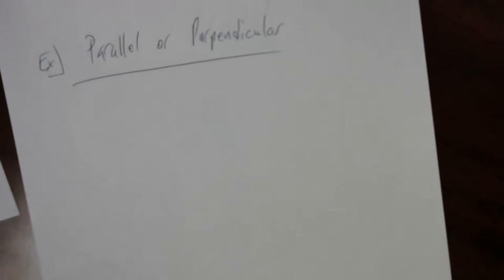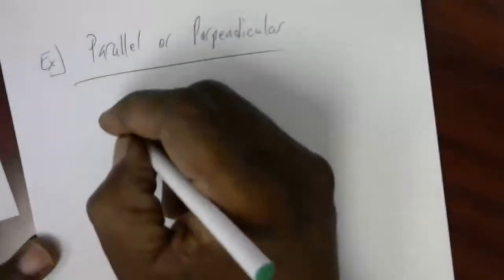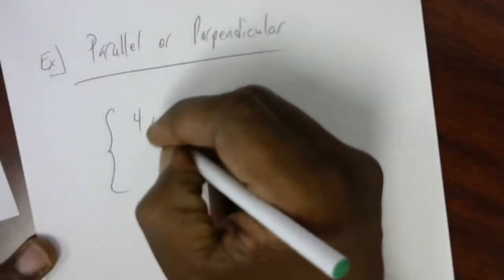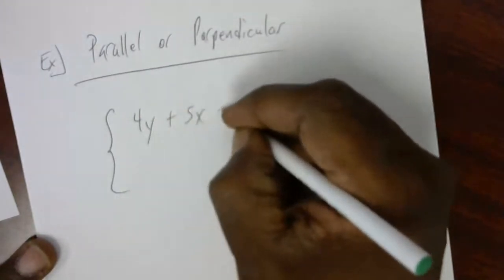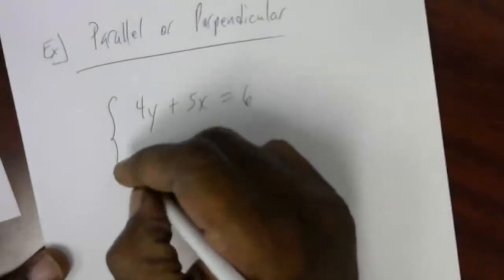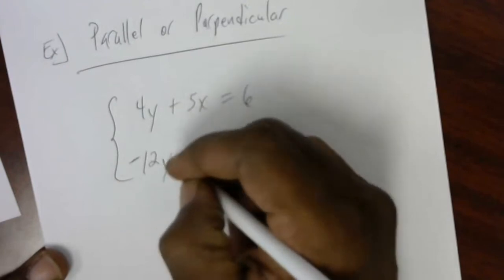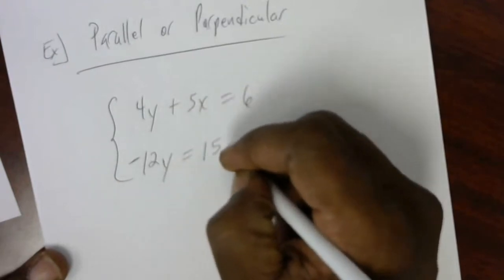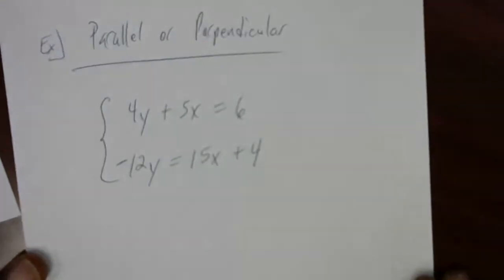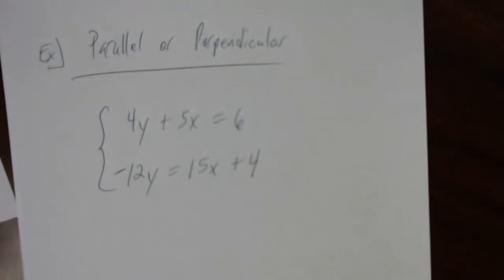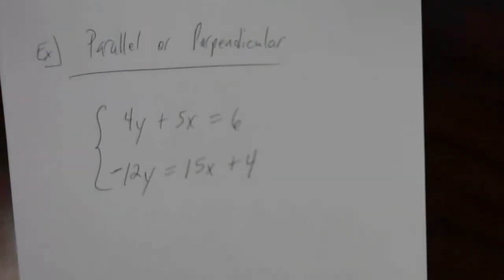Okay, in this example, we just actually determine if the two lines are parallel or perpendicular. Right, we're given 4y plus 5x is equal to 6. We're given -12y is equal to 15x plus 4. All right, so based on everything we talked about, I'm going to give you a couple of minutes to try it yourself before we look at the solution.